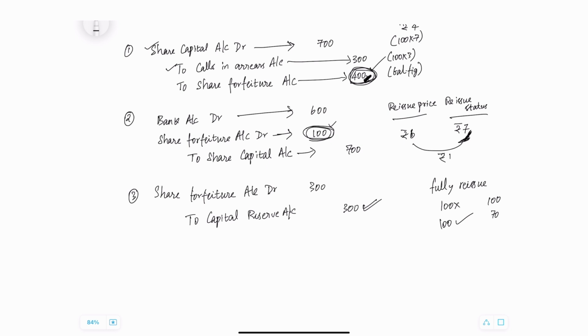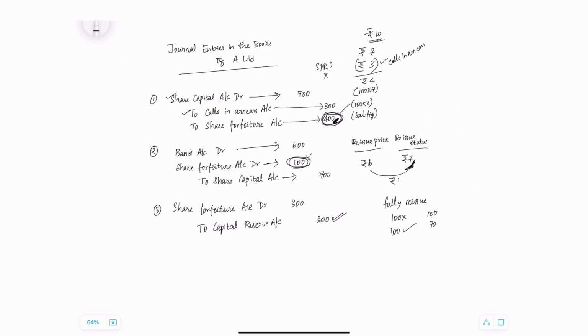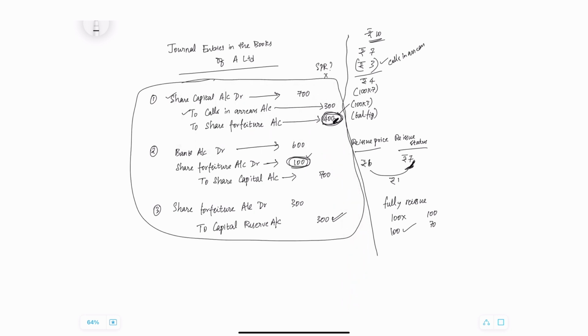I hope you understood the solution for this. You can check. This is the working note. This is the main journal entry. Let me know if you still have any doubts regarding this question. Forfeiture entry, reissue entry, and then transfer entry. Last 3 journal entries.